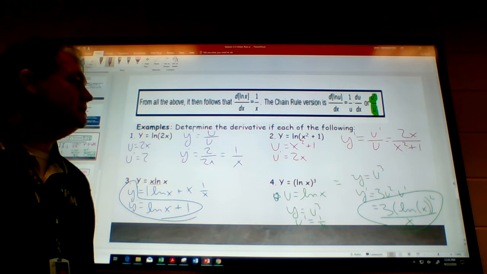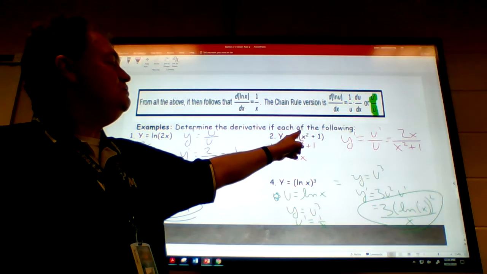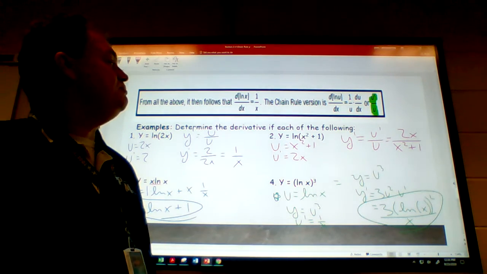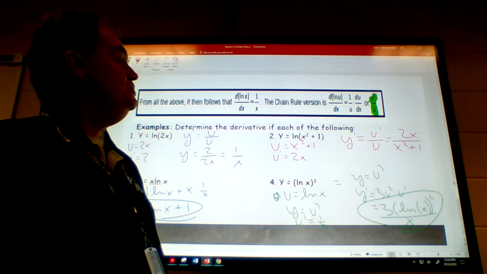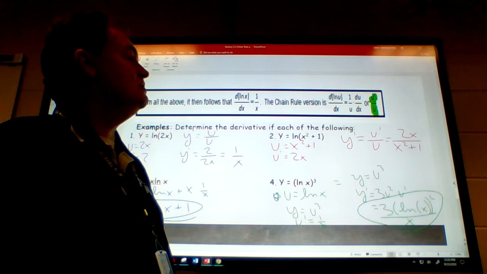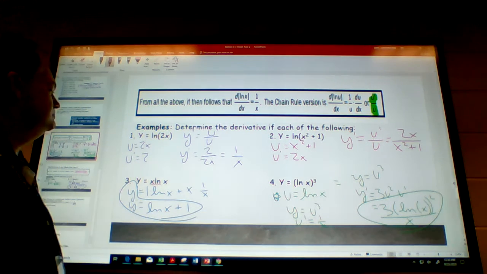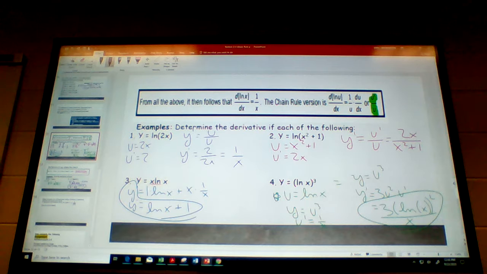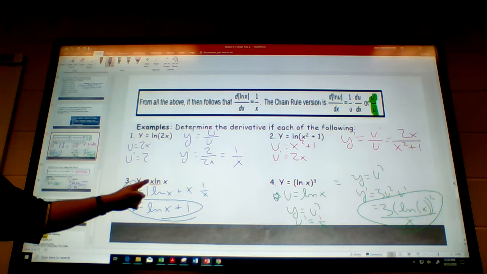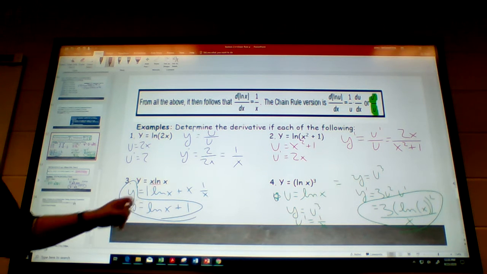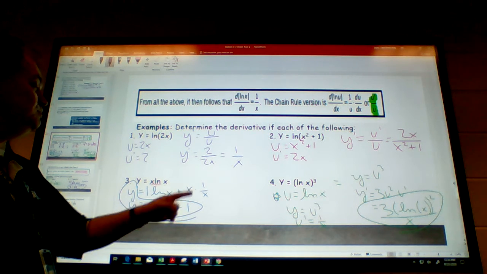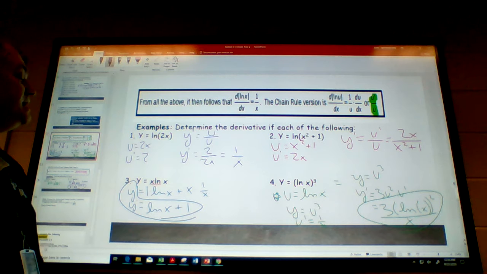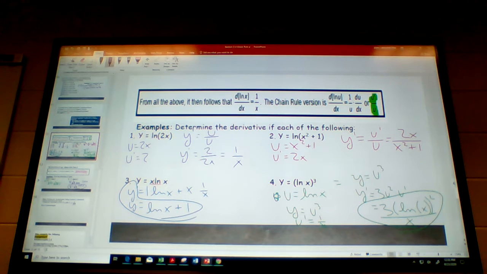For number 2, if u equals what's inside, which is x squared plus 1, and u prime is 2x, then y prime equals u prime over u, which equals 2x over x squared plus 1. Now, for this third one right here, we got to do product rule. So the derivative of the first, which is the derivative of x, which is 1, times ln of x, plus x times the derivative of ln of x, which is 1 over x. So y prime is ln of x plus 1.